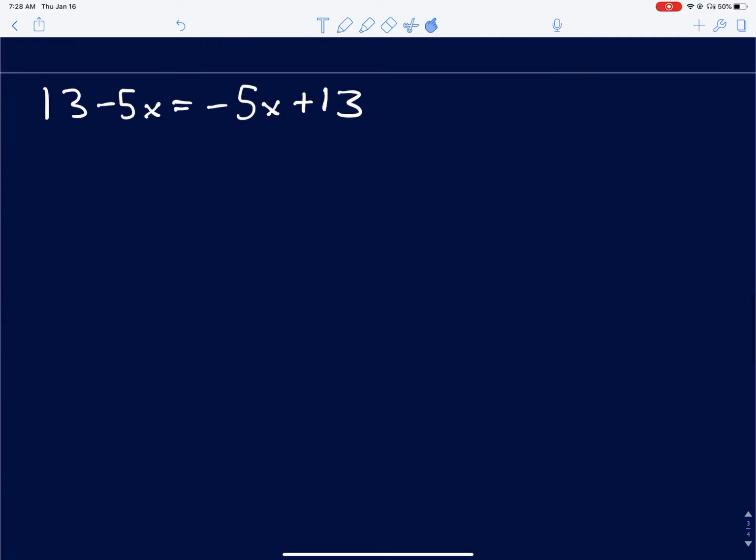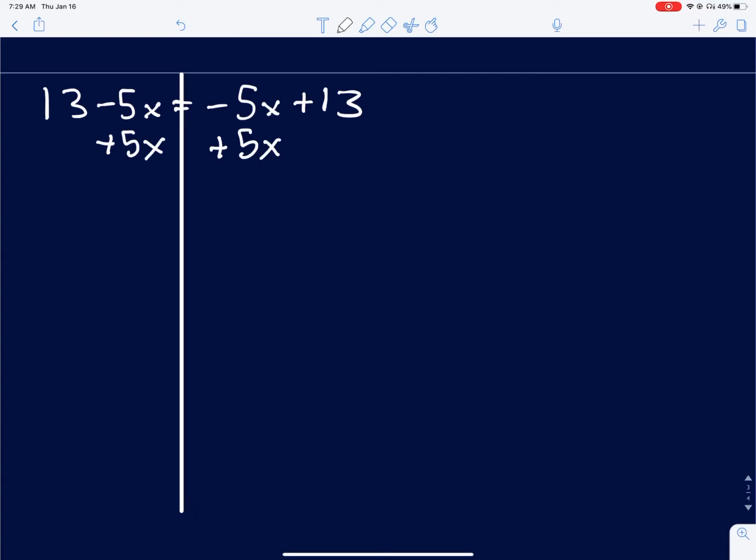Now, last problem. There's nothing to distribute here. There's no like terms to combine. So let's just go ahead and collect the variables to each side. Okay, so we'll start doing that by, we have negative 5x, so we've got to add 5x. What we do to one side, we've got to do to the other. So negative 5x plus 5x is 0. I'm left with 13 on the left side, and I'm also left with 13 on the right side. So this says 13 equals 13.